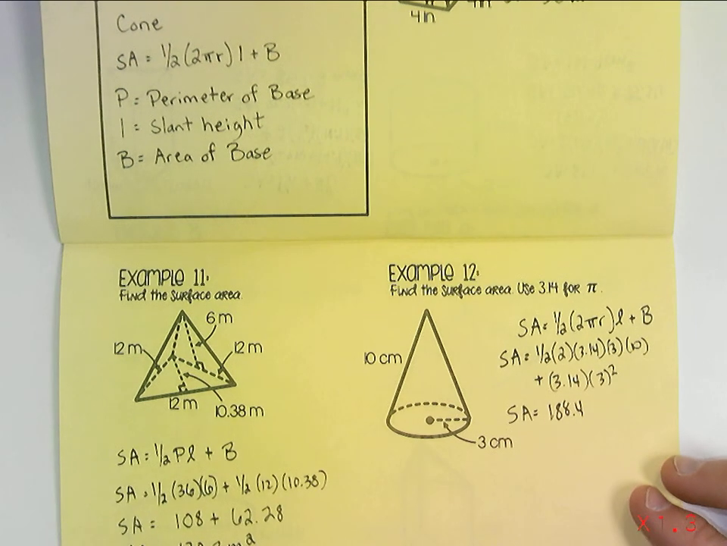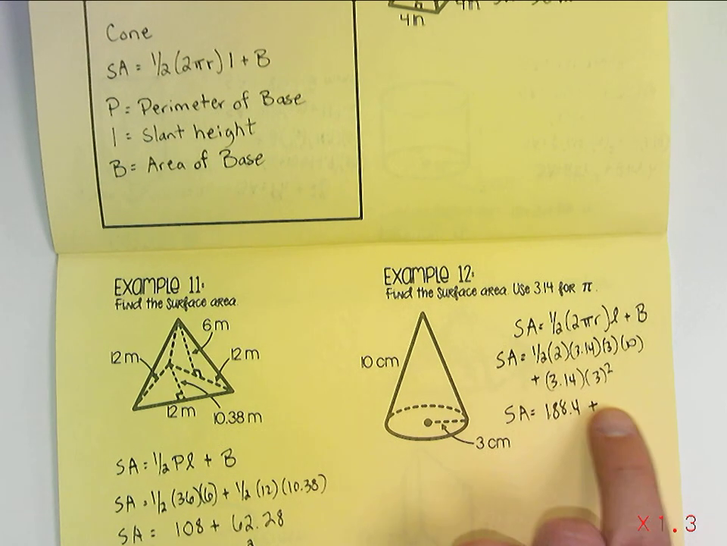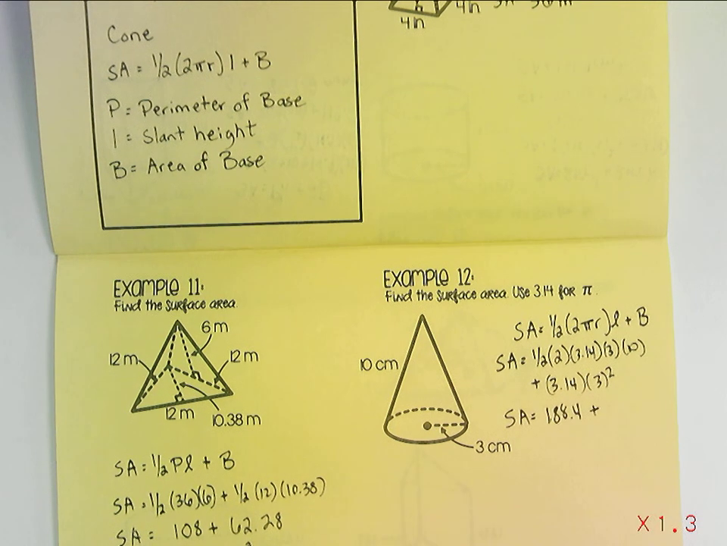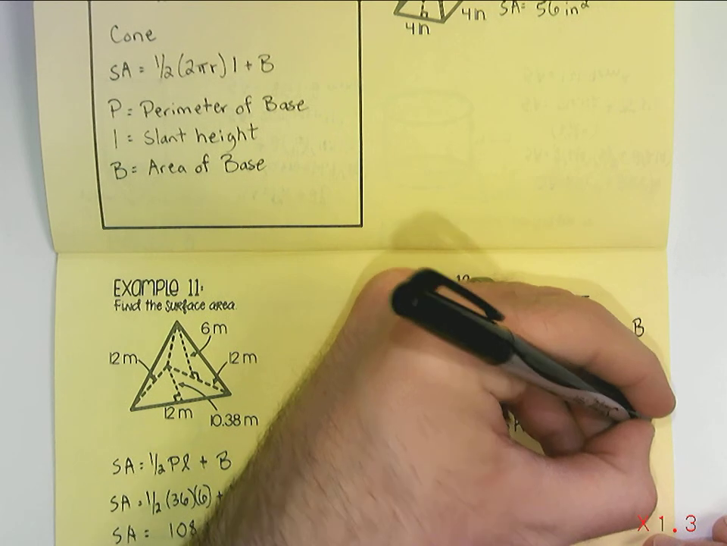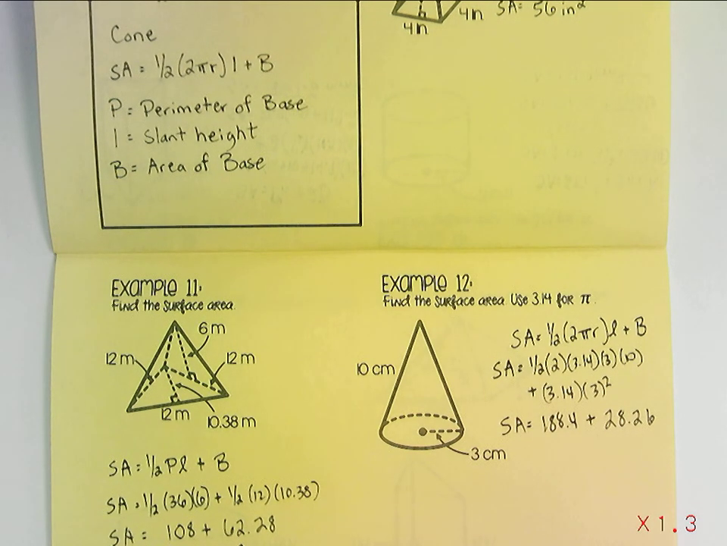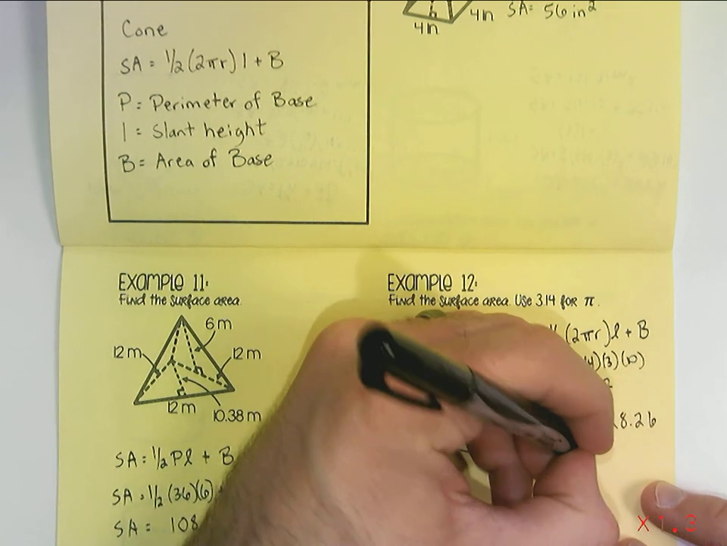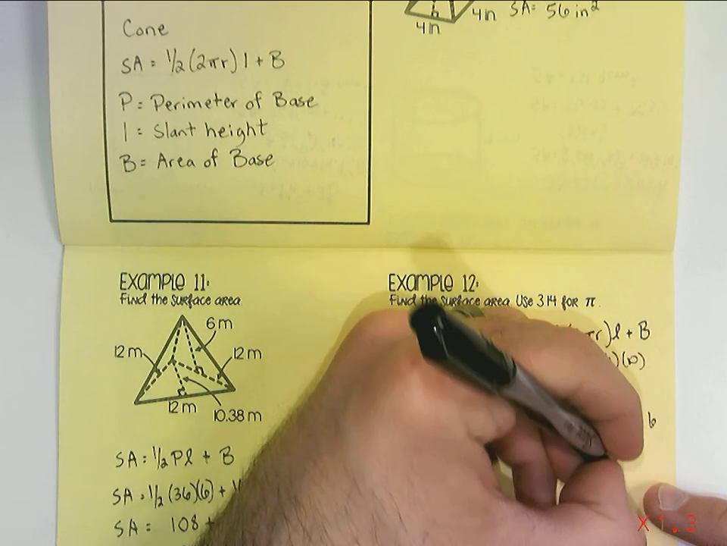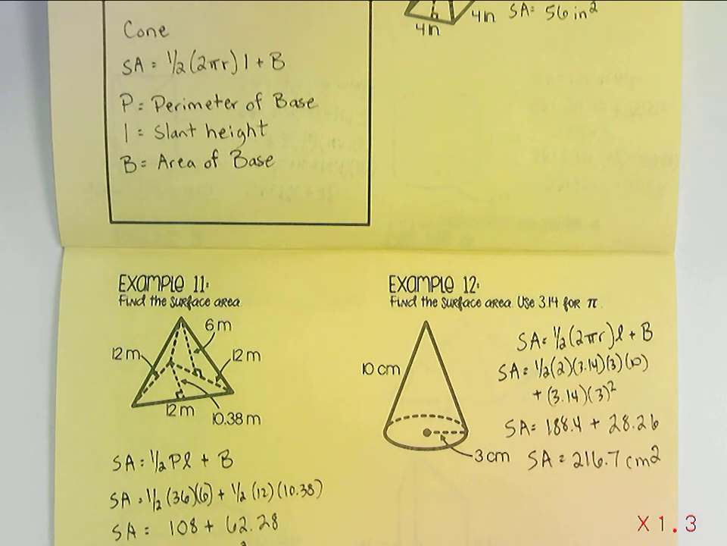So first part is 188.4 plus 3 squared is 9. We have to do that first, so 3.14 times 9 is 28.26. Add those together, equals 216.7 centimeters squared, remember, because it is area.